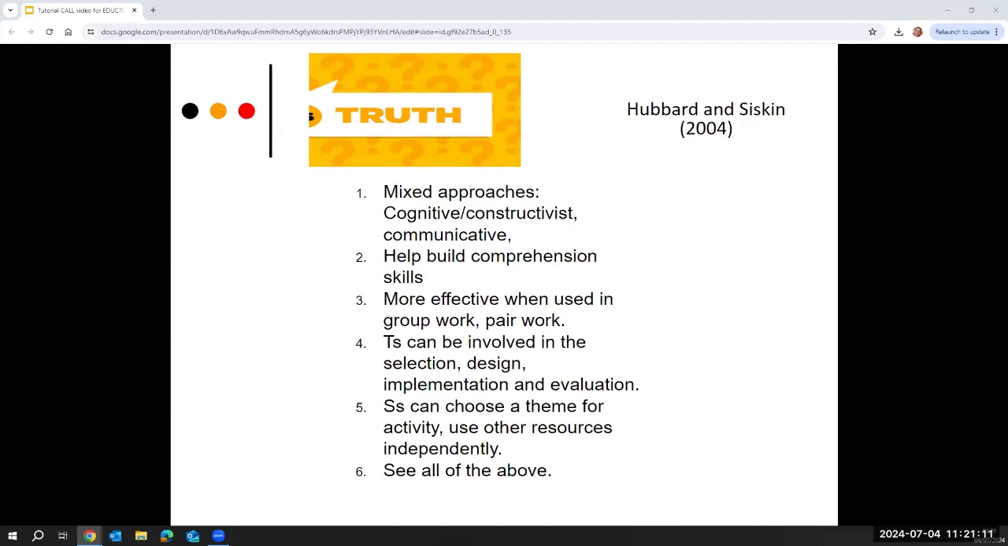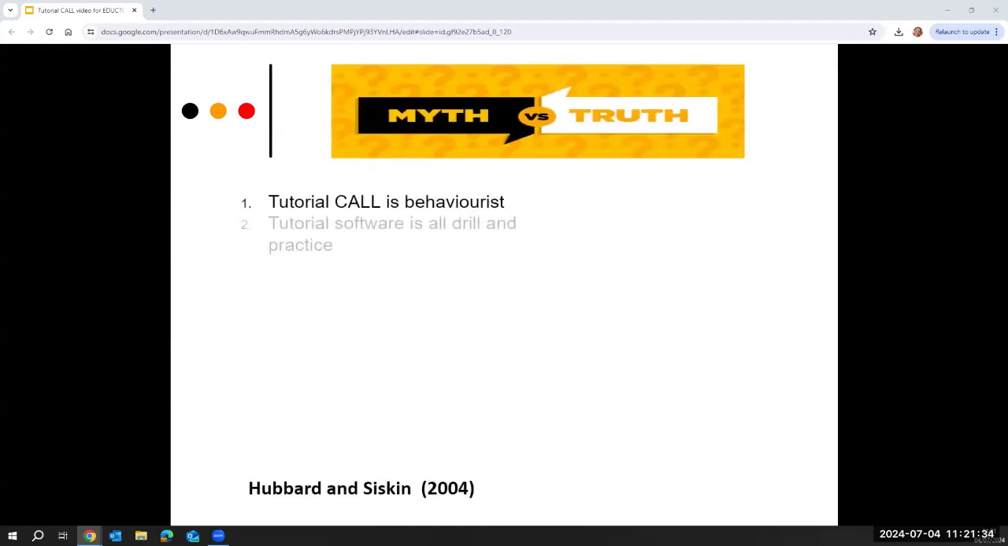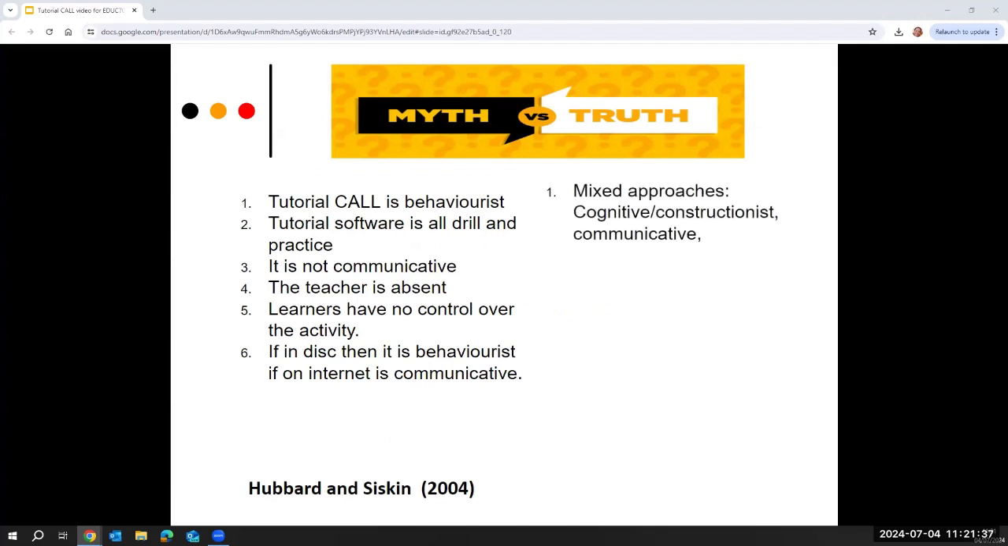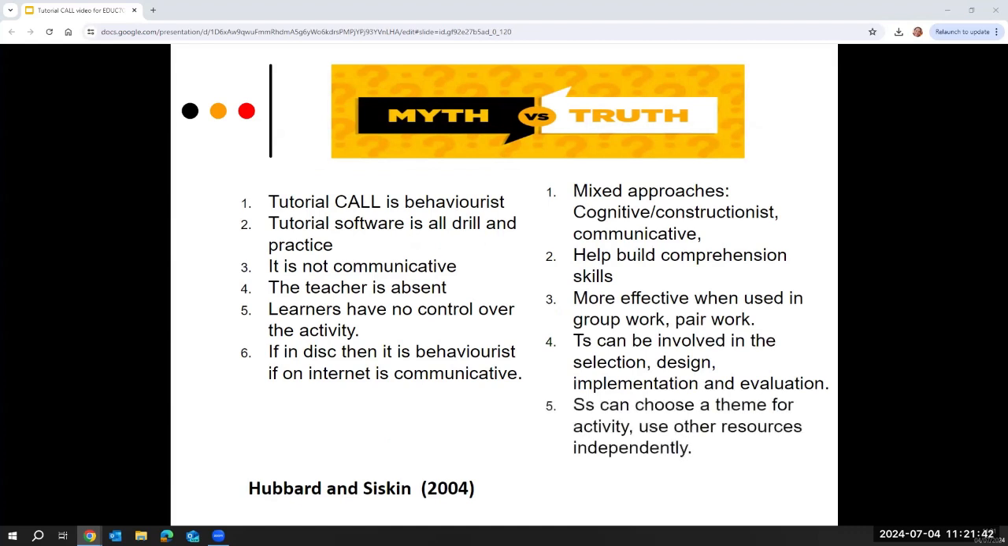Students can choose a theme for the activity. So remember, we could give students the option, the autonomy to decide what kind of theme, topic they want to do in order to practice, in order to interact with the language, use the language through these different kind of resources. So we see then the myth versus the truth based on research. And we see then that there are a lot of positives around tutorial CALL technology.